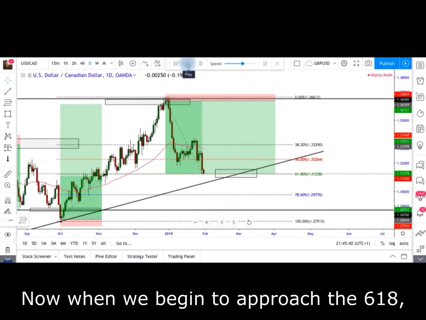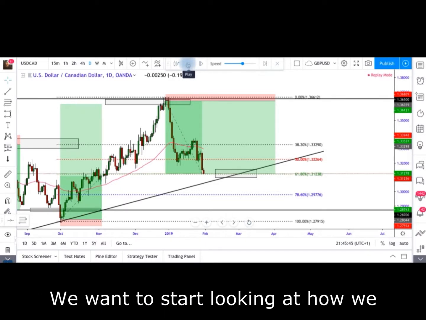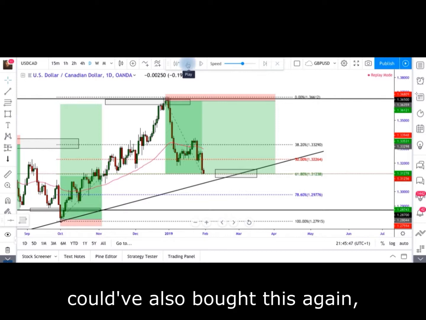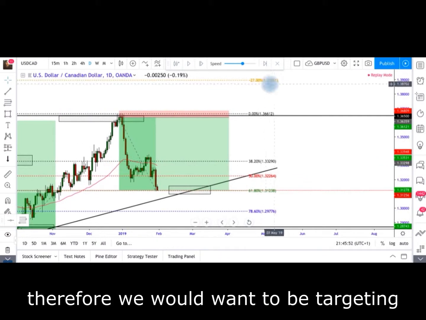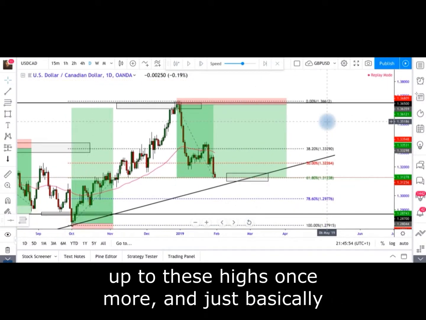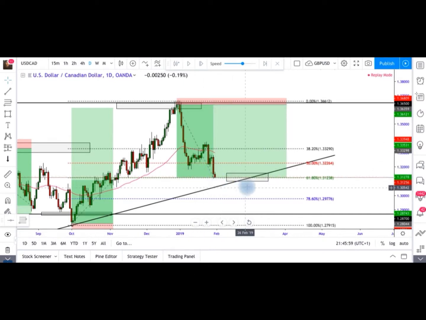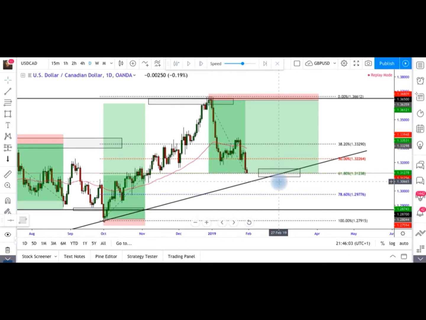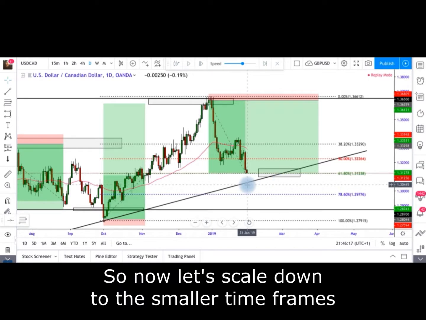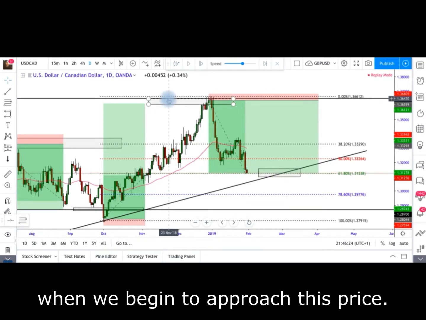Now, when we begin to approach the 618, we want to start looking for entries off this. We want to start looking at how we could have also bought this again because obviously we're still within this bullish sequence, so therefore we would want to be targeting up to these highs once more, and just basically keep doing this over and over again. So when we begin to approach this level here, we want to look for reasons to start buying this particular pair. So now let's scale down to the smaller time frames to begin seeing where we could have maybe got an entry when we begin to approach this price.